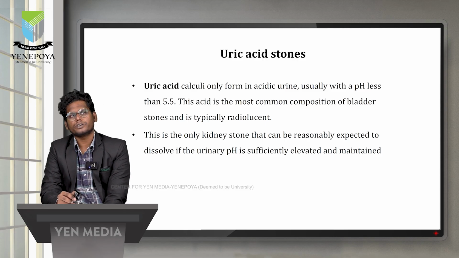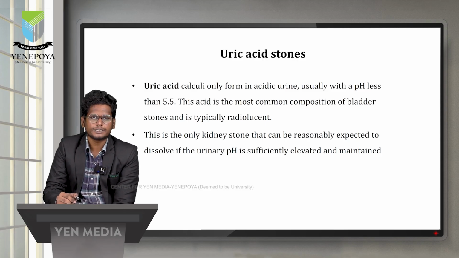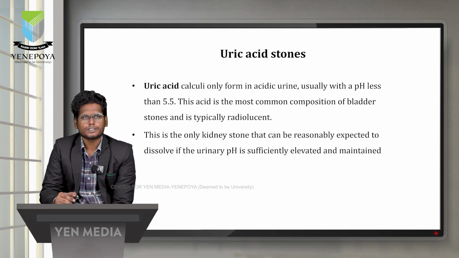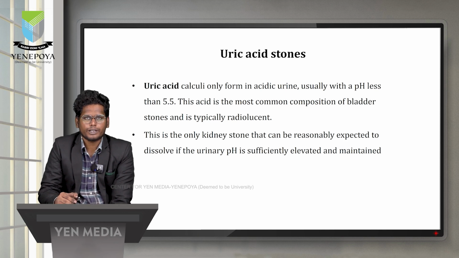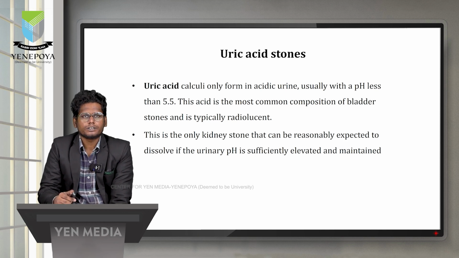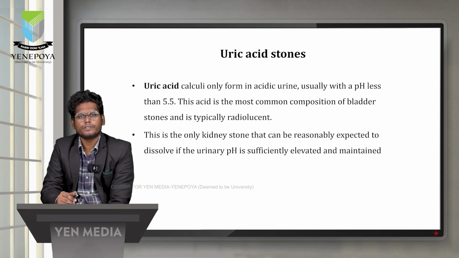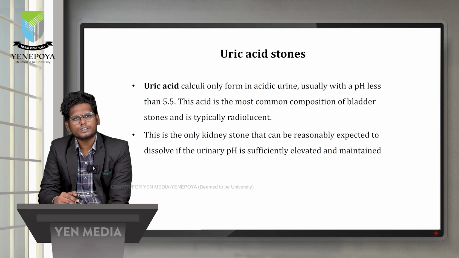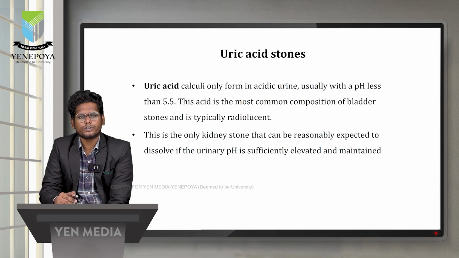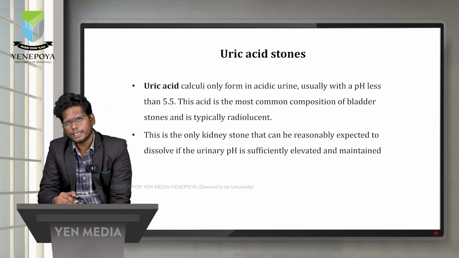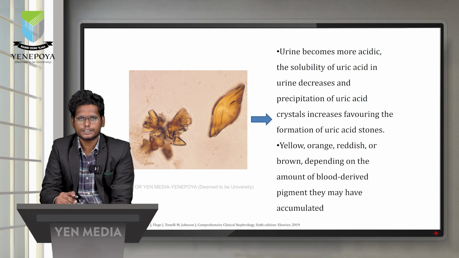Then uric acid stone. Coming to the uric acid stone, this is the only stone which occurs in acid urine, having a pH lesser than 5.5. Uric acid is the most common composition of bladder stones and is typically radiolucent, which makes it difficult to find under imaging techniques. So this is the only kidney stone that can reasonably be expected to dissolve if we elevate or maintain the urinary pH.